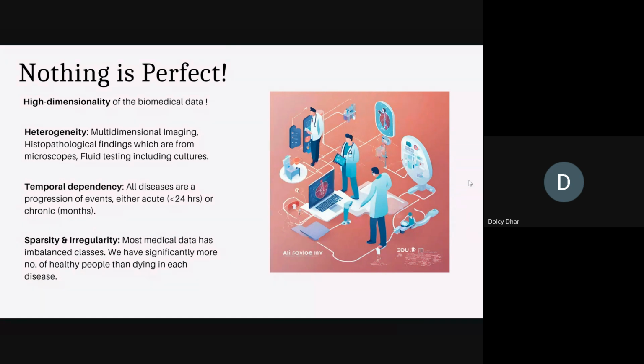So we do have a lot of problems with AI in healthcare. The biggest thing is the high dimensionality of biomedical data. For example, one MRI image, usually a 3 Tesla MRI image, and I'm not even talking about 7 Tesla MRI, okay? A normal 3 Tesla MRI image is 3 to 4 GB in size, one image. And it is a 4-dimensional array. That is how that image is saved in our computers.